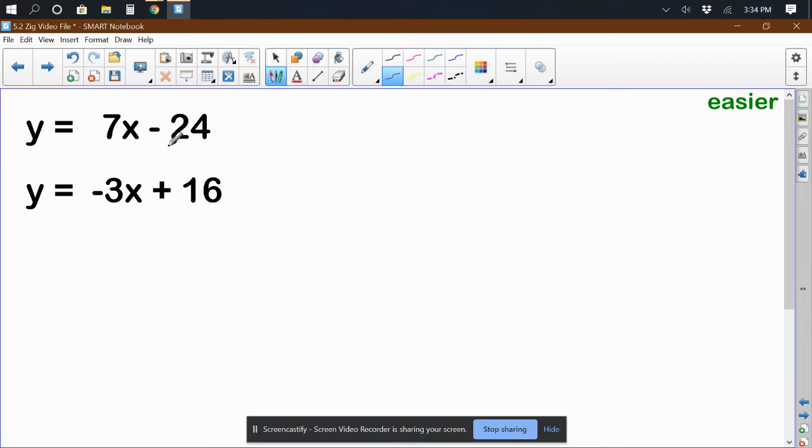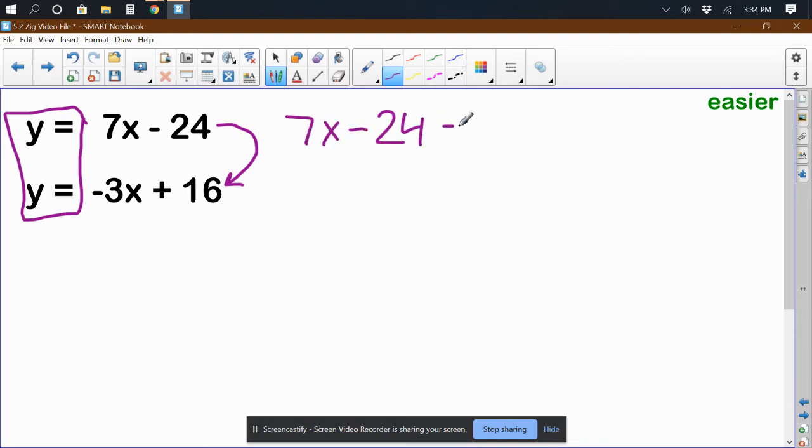If they both say y equals, then they're both equal to the same thing. So really, 7x minus 24 equals negative 3x plus 16. So that's how I'm going to start this: 7x minus 24 equals negative 3x plus 16. Now all we have to do is move things around until we know what x equals.